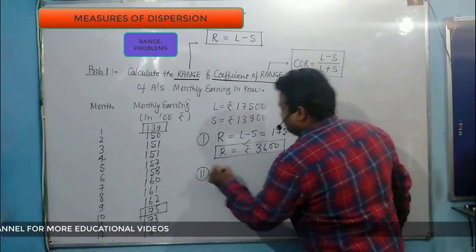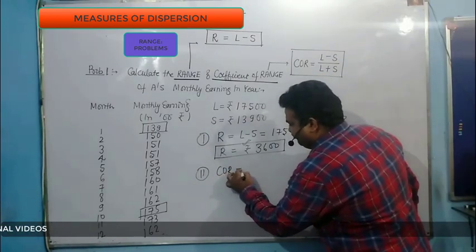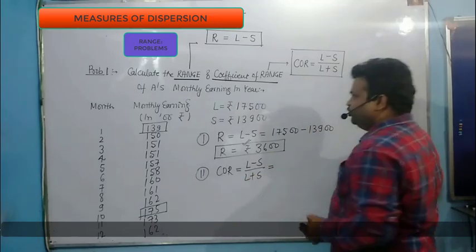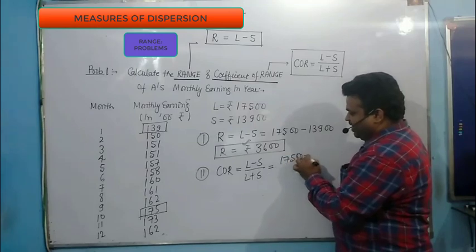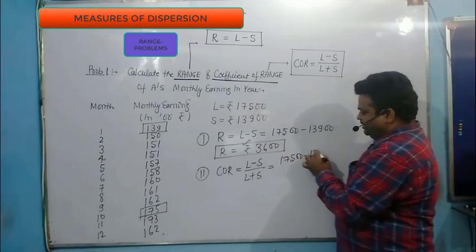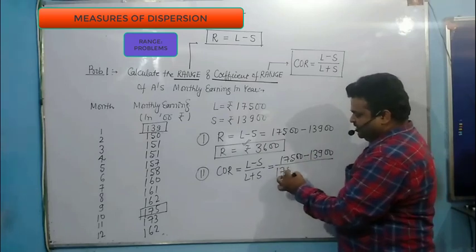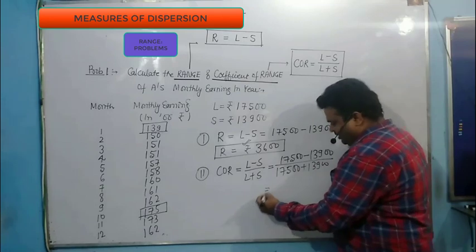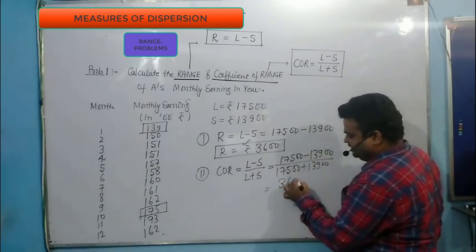Second, you need to calculate the coefficient of range. So what is my coefficient of range formula? L minus S divided by L plus S. I already know my largest value, 17500, minus the smallest value, 13900, divided by the addition of both, 17500 plus 13900. So first you take the difference, which is already calculated: 3600.